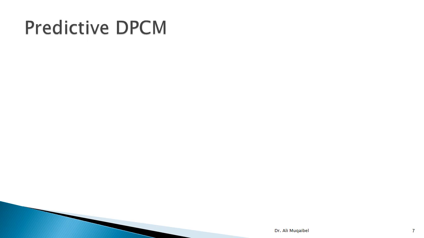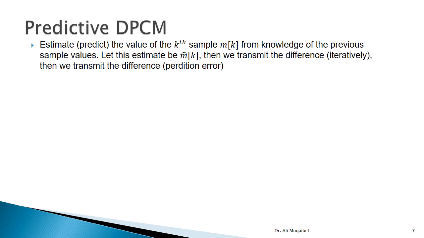One way to do it is to use predictive DPCM. In predictive DPCM, we guess the next value, and we estimate and predict the kth value. We'll call it m hat k. What we transmit is the difference between our guess and the true value. We guess at the transmitter side, and we also do the guess at the receiver side. So the difference now will not be mk minus 1. We're not subtracting from the previous value. We're trying to guess what the current value is. The better our guess is, the smaller the value of the difference, which means we have better quantization.